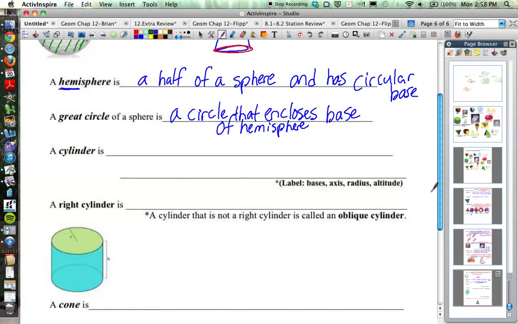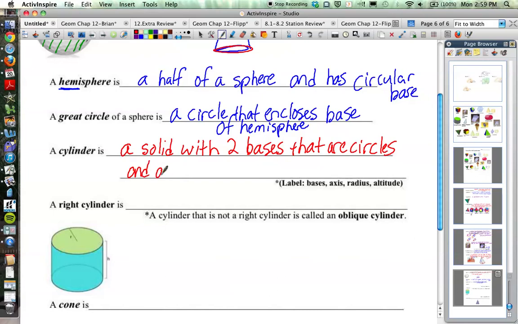All right, moving on to a cylinder. A cylinder is a solid with two bases that are circles and a curved lateral side connecting the bases. So a solid with two circular bases, and a curved lateral side connecting the bases.